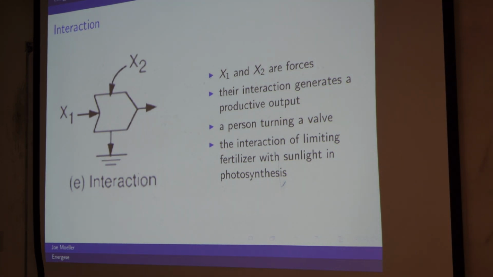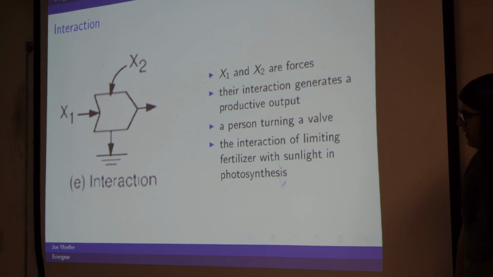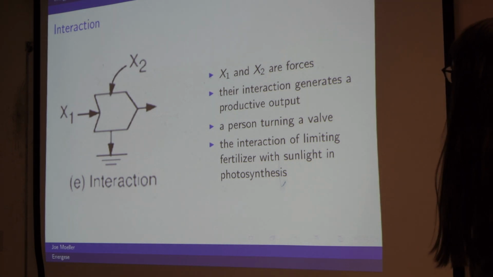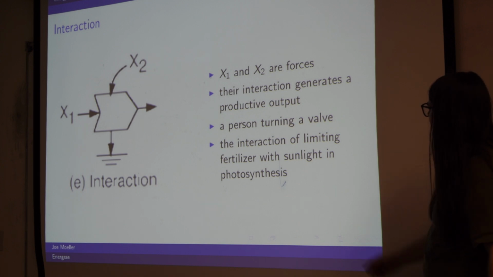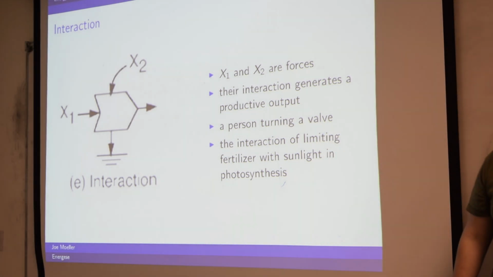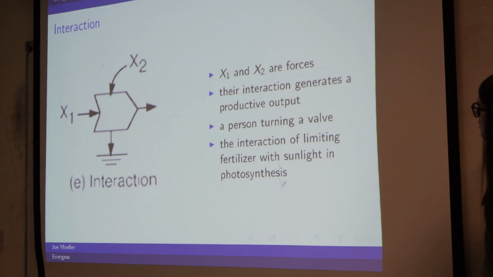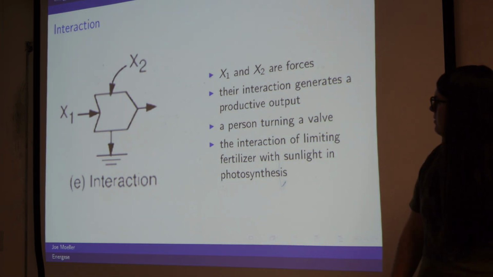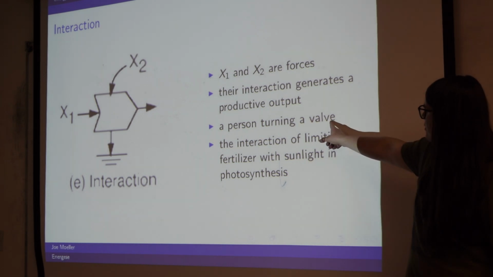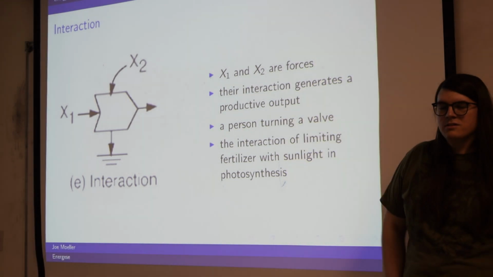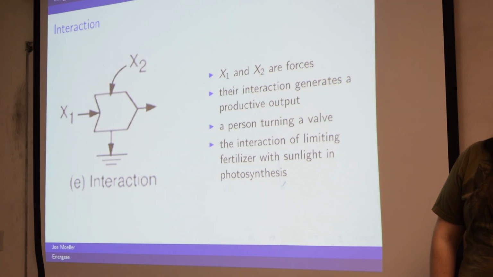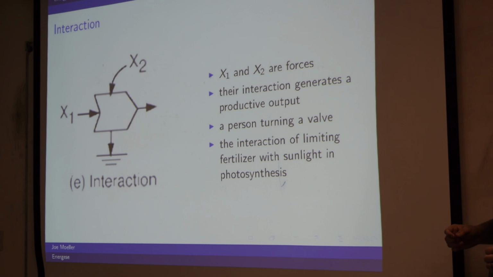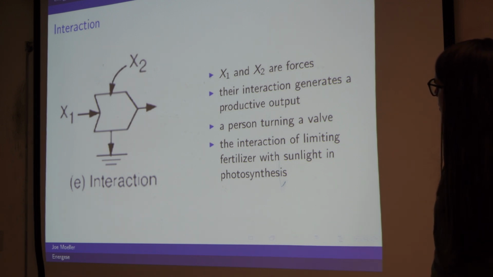So he said a person turning a valve, and originally I included this with the intention of asking the audience what exactly x1 and x2 were in that situation. Actually, I'll do that. So what are probably x1 and x2 if a person turning a valve is this? Wrist torque and whatever, gas or water. Right. Yeah, that seems like a reasonable guess.